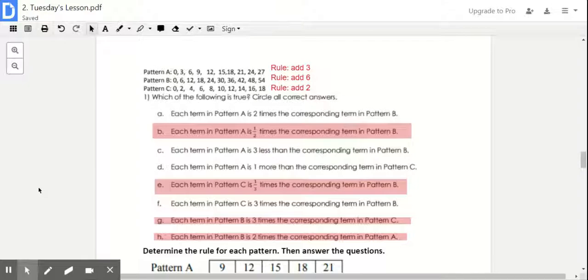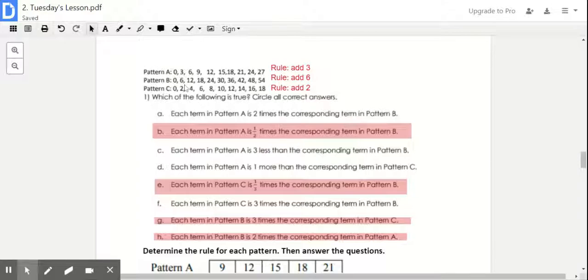So, A, each term in pattern A is 2 times the corresponding term in pattern B. Why is this false? Exactly. So, if I'm looking at my terms right now, 3 is not 2 times this corresponding term right here in pattern B. So this technically should be switched. If I were looking at the term in B for 6 and looking at term A, then I would know that term A is technically half of the corresponding terms in B, which leads us into the answer choice B and why B is correct.